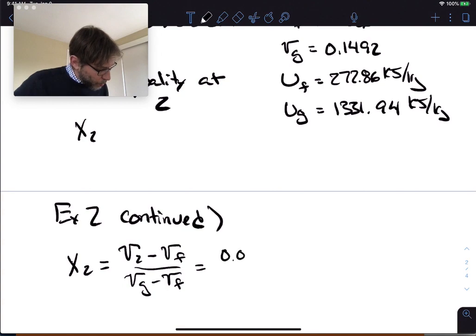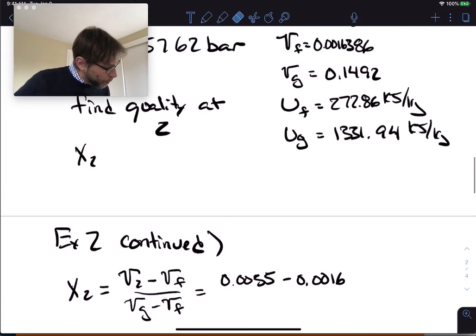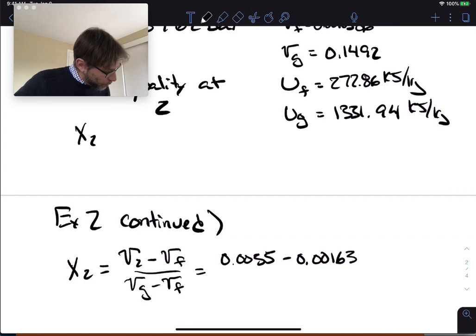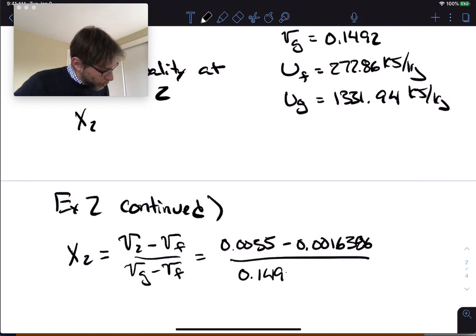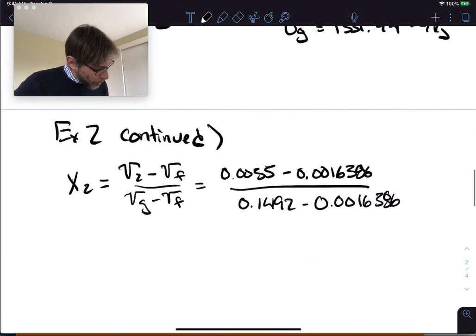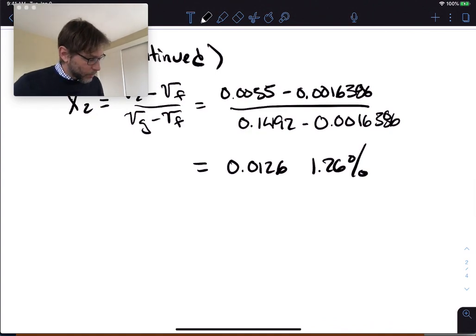But essentially, V2 is 0.0035 minus 0.001639, divided by VG minus VF, so 0.1492 minus the same 0.001639. And so we get a quality of something like 0.0126, or 1.26%. It's pretty liquidy stuff in there. Not very high quality.